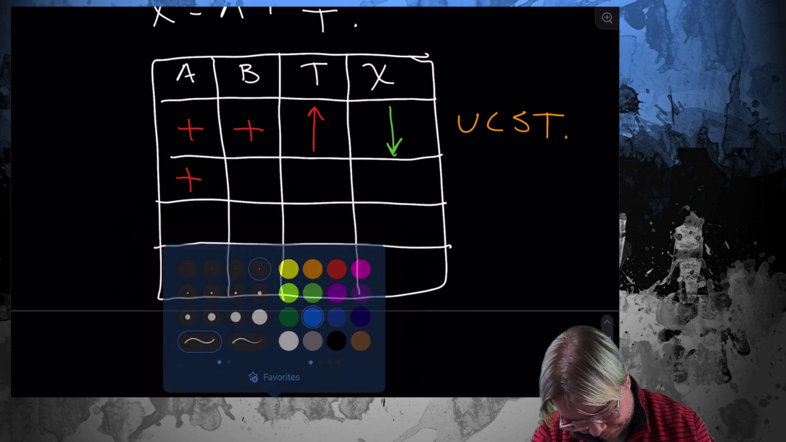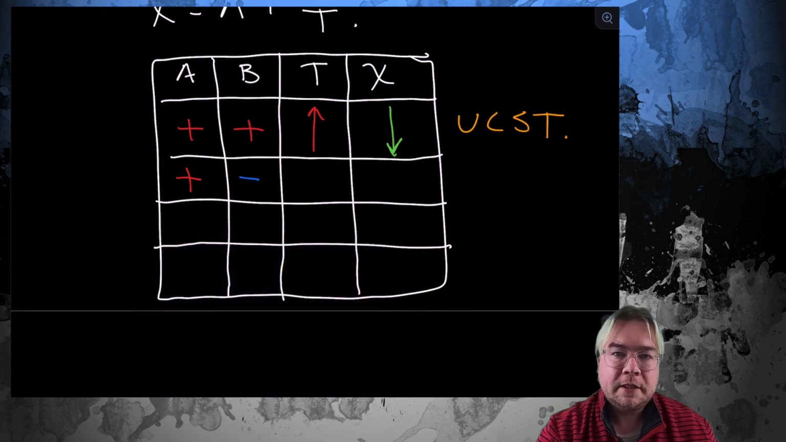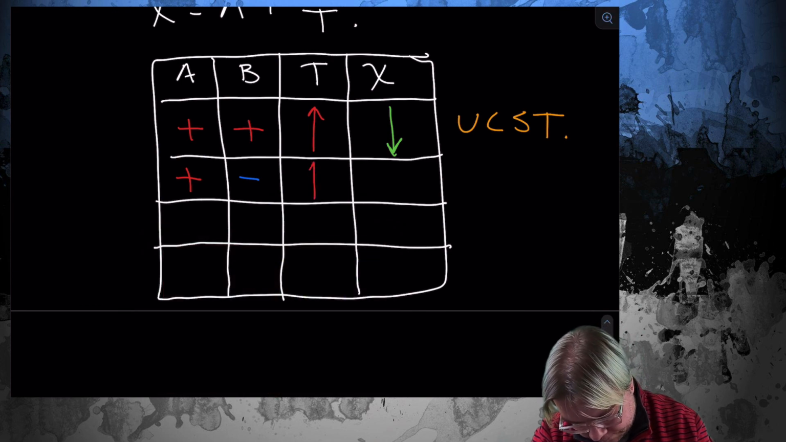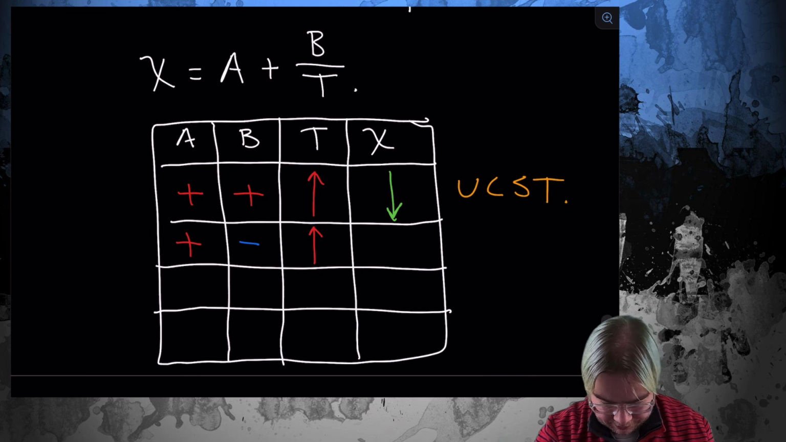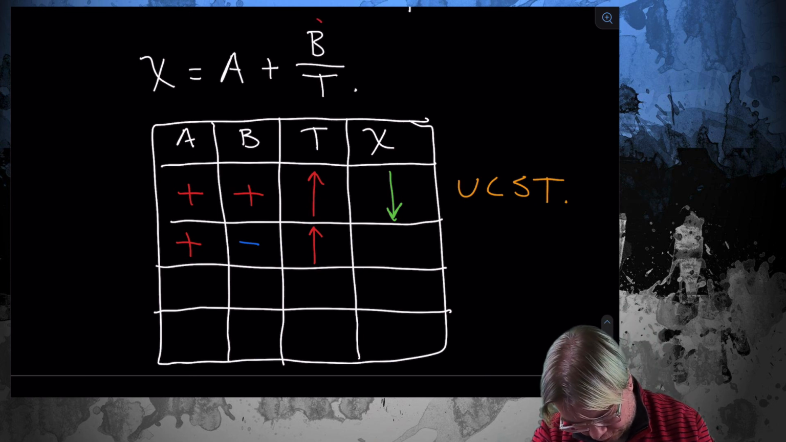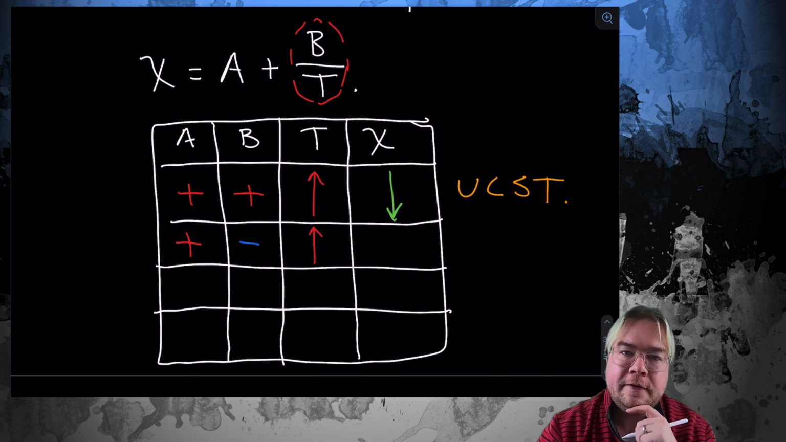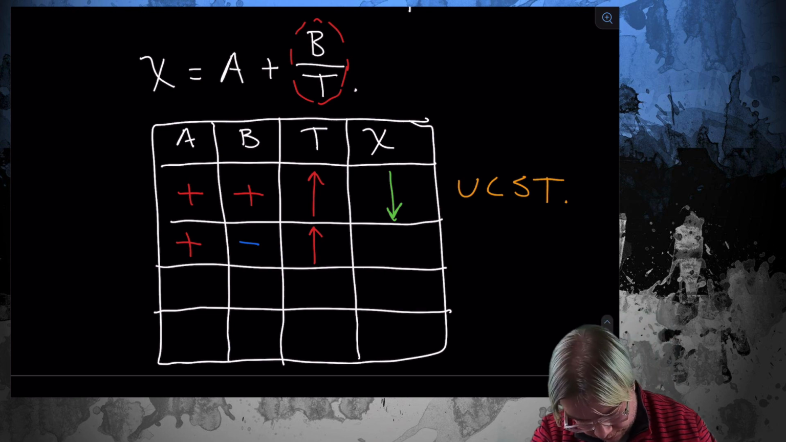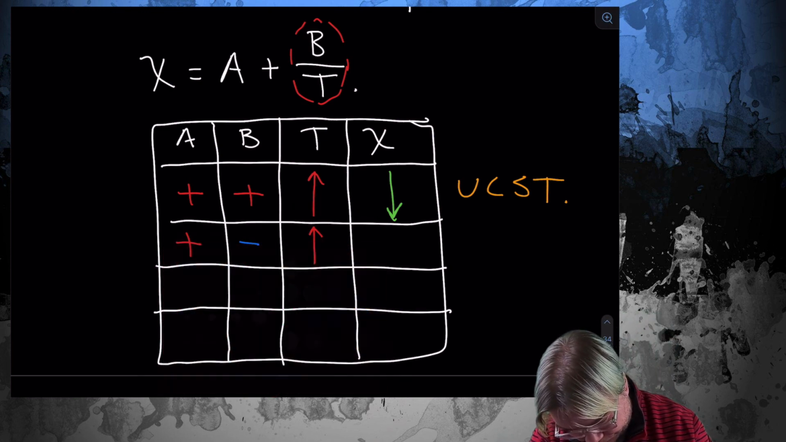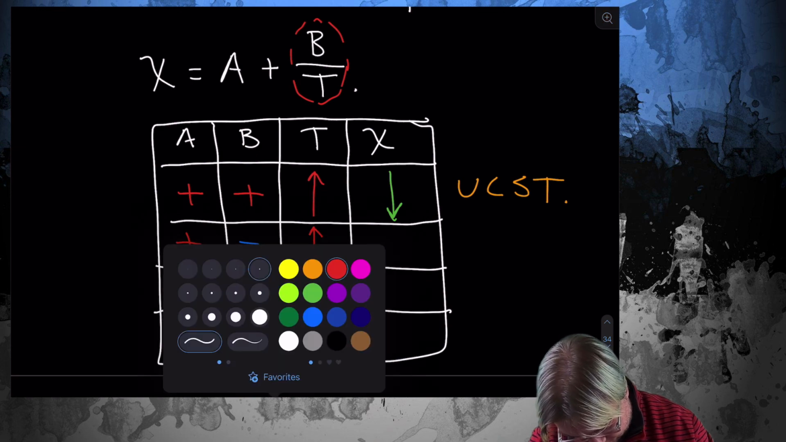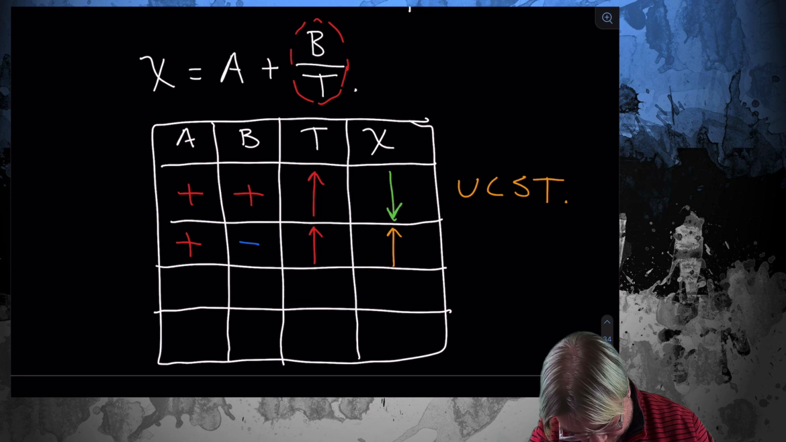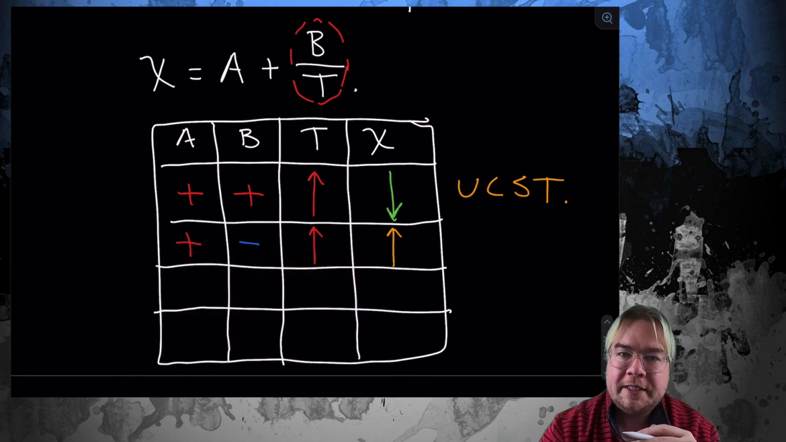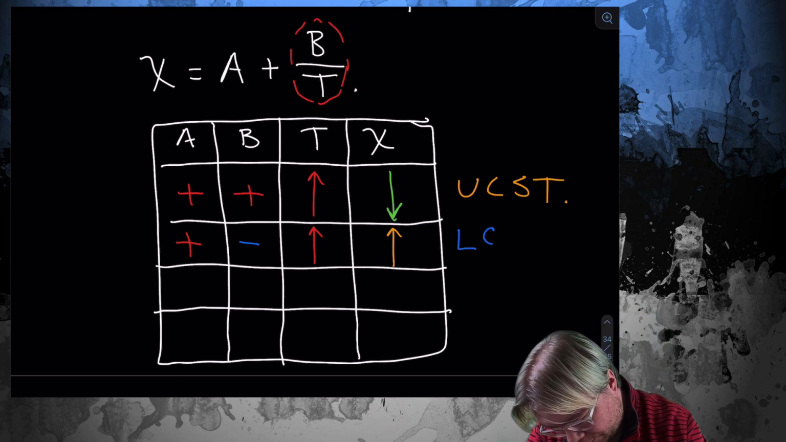What if A was positive and B was negative? I increase temperature, and if this term is negative, then as I increase temperature, that negative term is getting smaller and smaller. So chi increases. If chi increases with temperature, I increase temperature and chi gets bigger. That means that mixing is not favored. So this would be a signature of an LCST system.